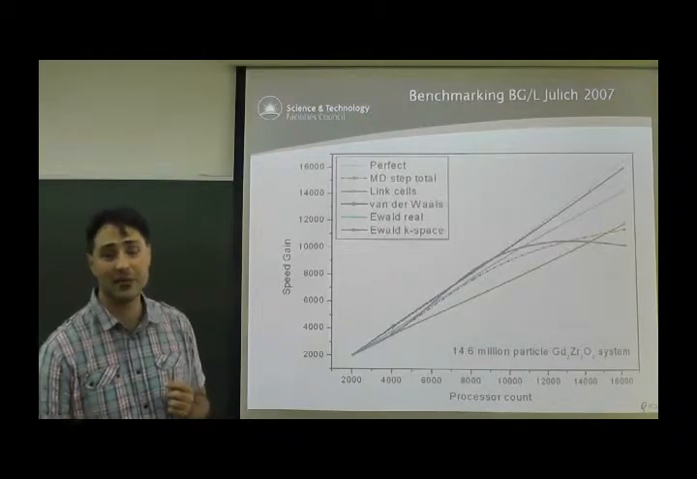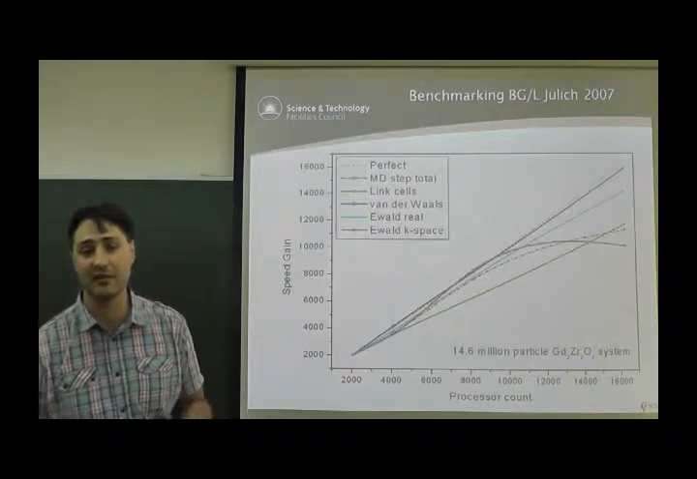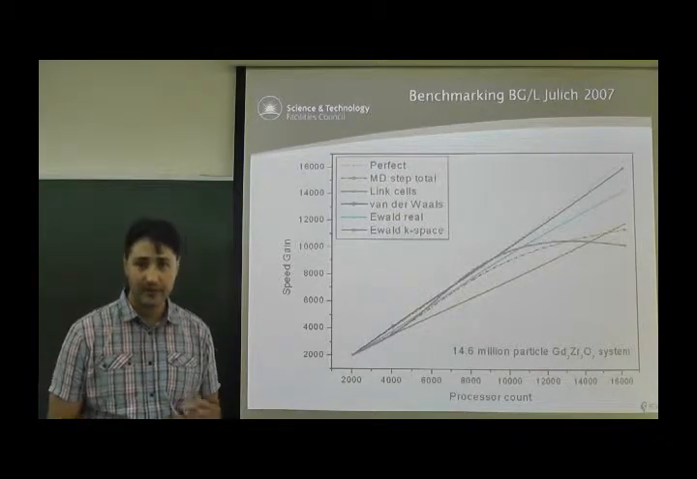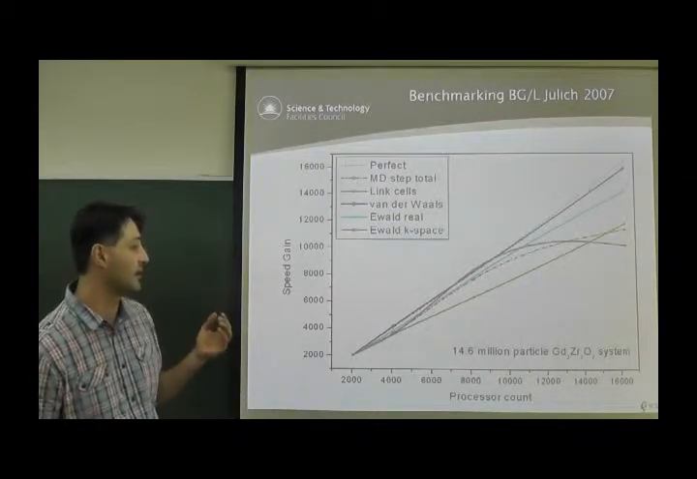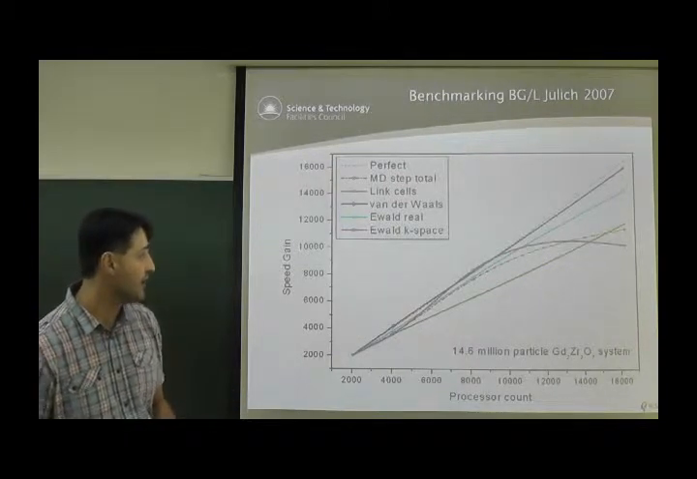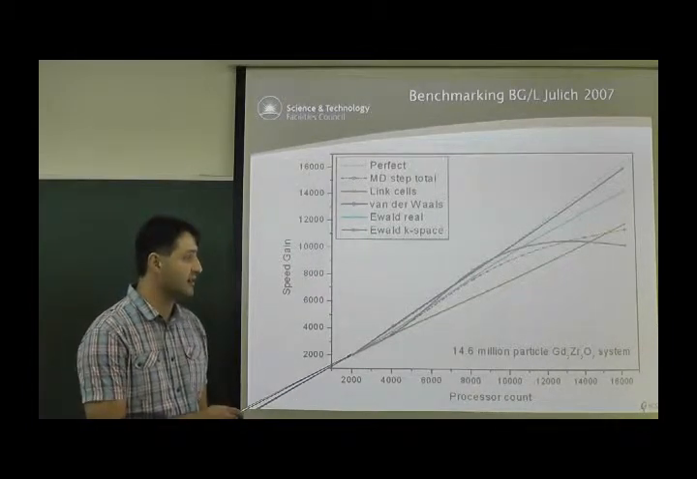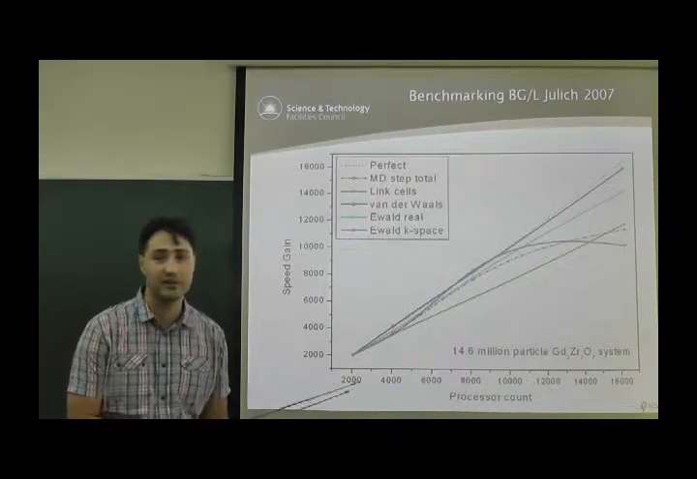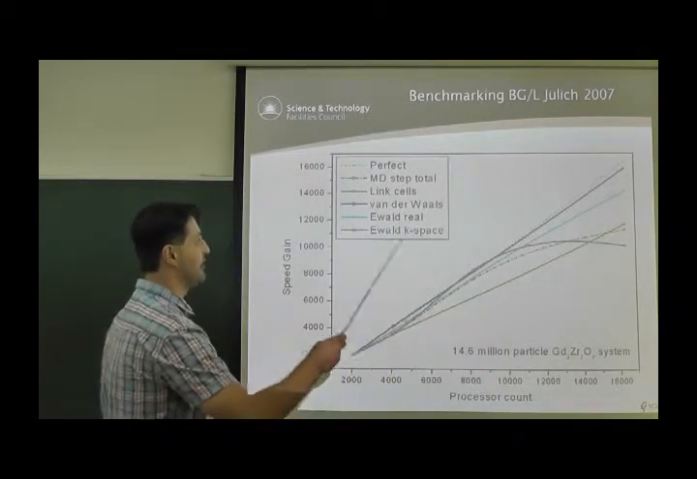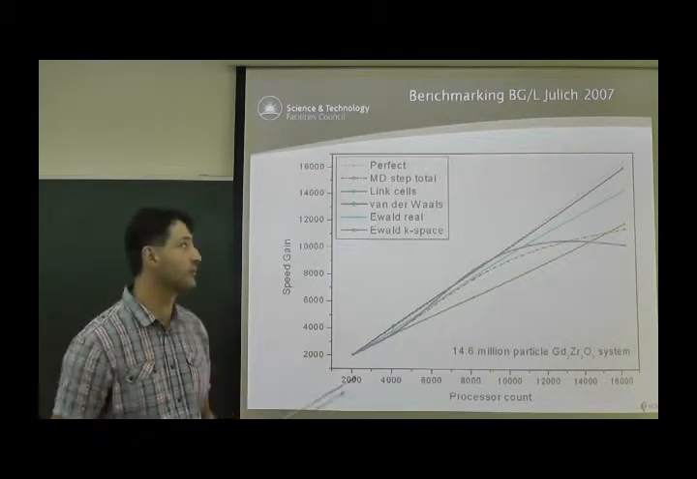So let's demonstrate what the strong scaling is for a certain system. One of the systems that I have been simulating myself is zirconate, which is a gadolinium pyrochlore system. And in this graph here, you can see what the speed gain is when we start simulating on 2,000 processors and go to 16,000, for various components of the full MD cycle.